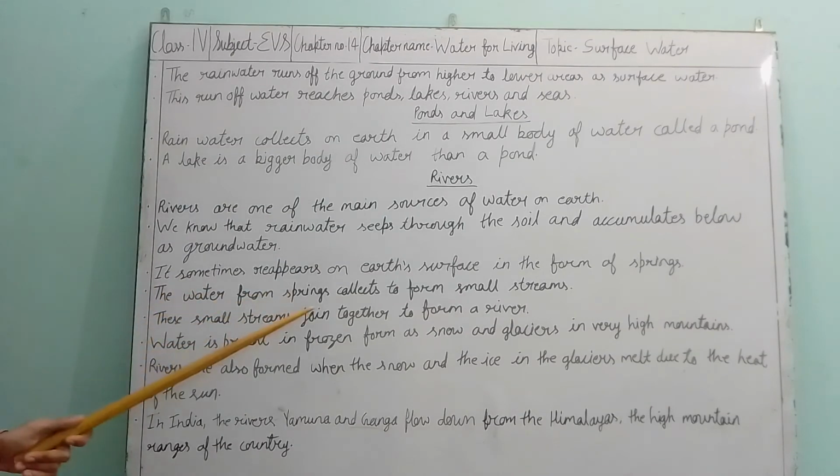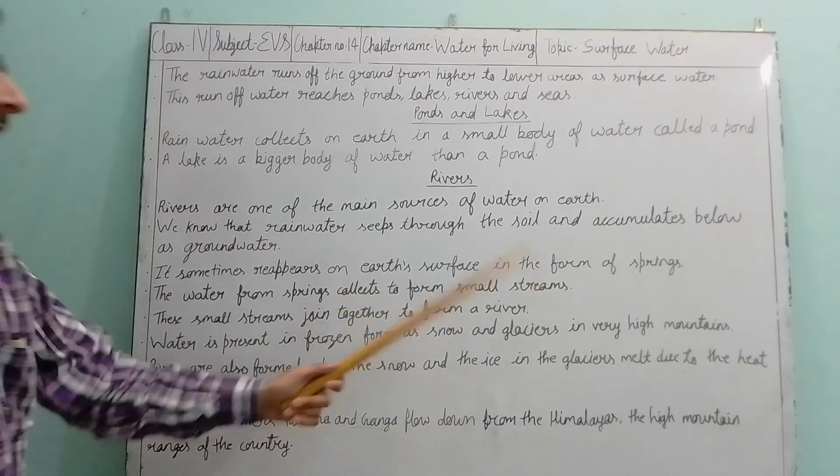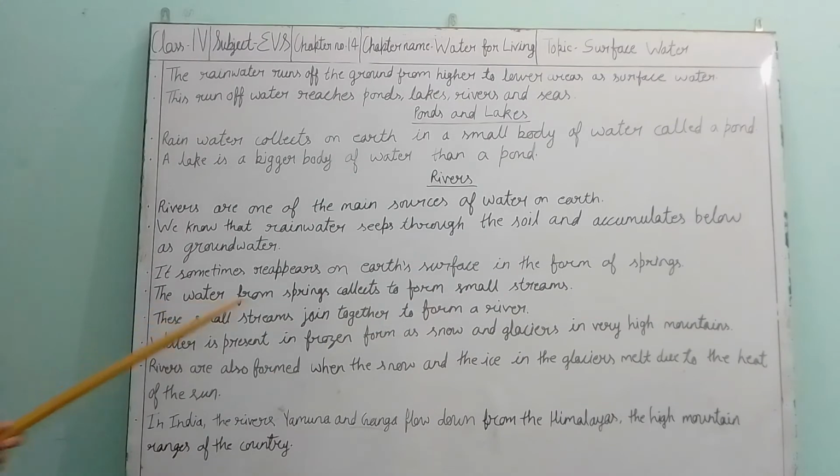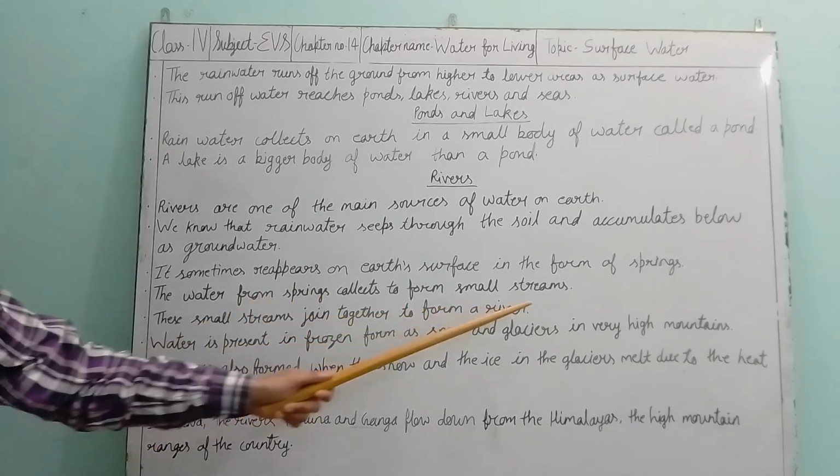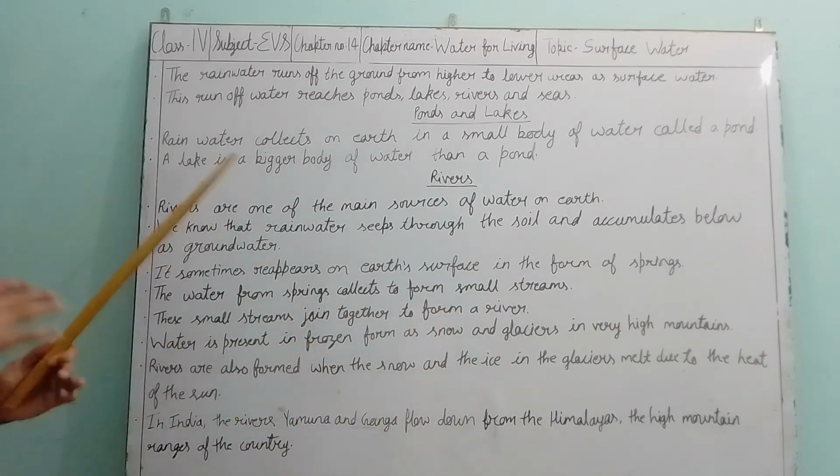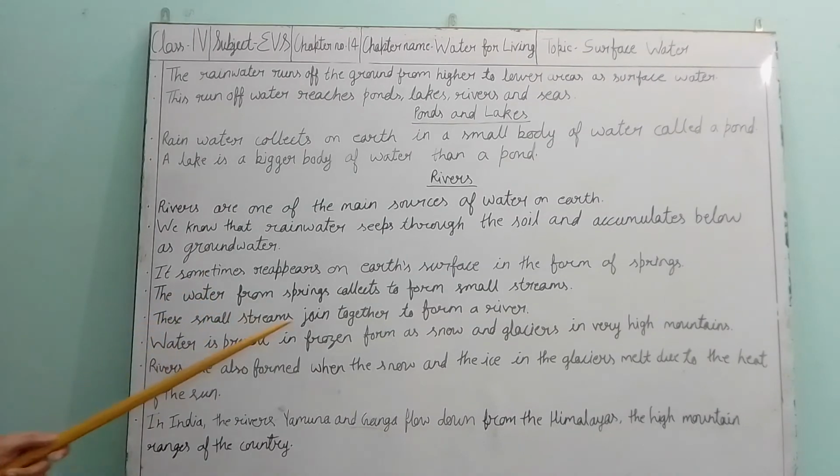The water from springs collects to form small streams. The water that comes from the spring also collects to form streams. Streams are bigger than the lakes. The small streams join together to form rivers, and these streams that join together make the river.